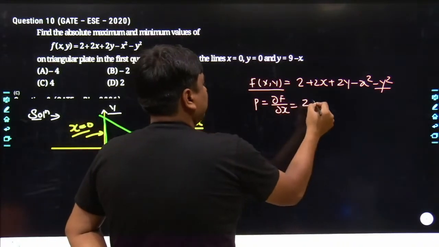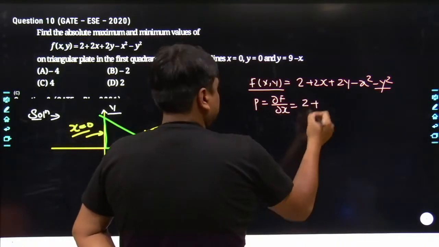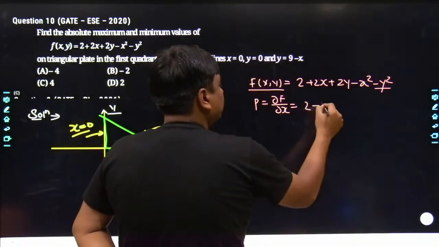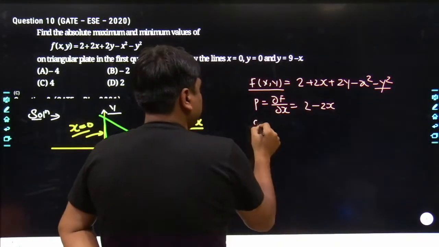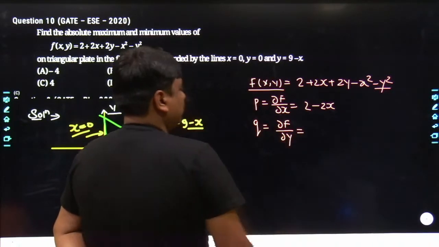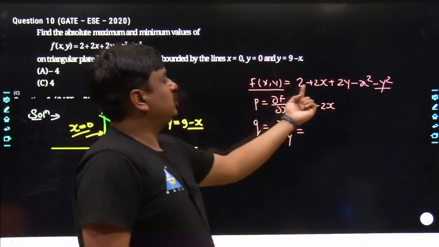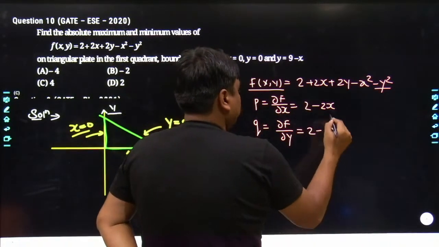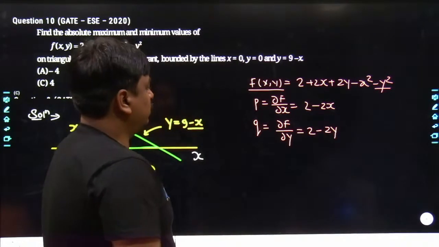Once you take its partial differentiation, 2 becomes 0, 2x would lead to 2, and here it would become minus 2x. Q. You will take the partial differentiation of f with respect to y. So obviously this becomes 0, this becomes 0, this becomes 2, and this becomes minus 2y. Here goes q.